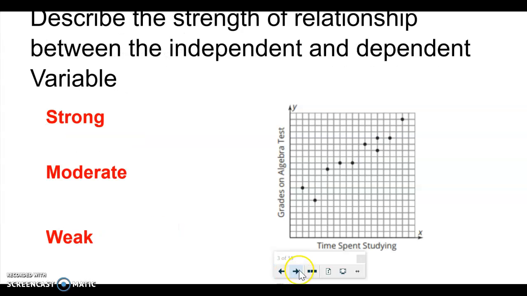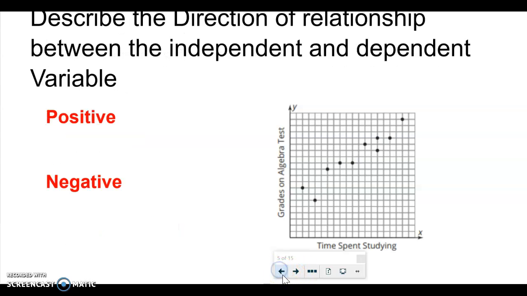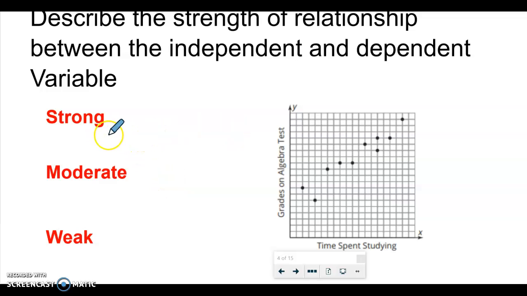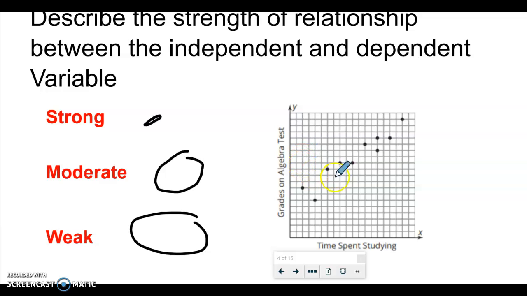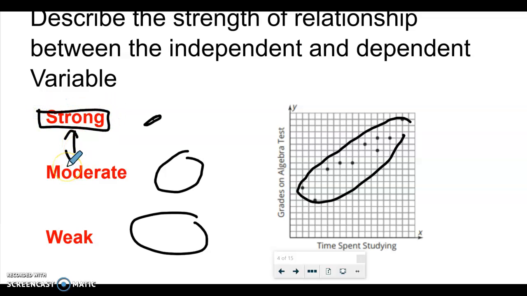After we talked about form, we talked about whether or not it has a strong, moderate, or weak relationship. Strong meaning it's all kind of clustered together. Moderate, points are kind of more spread out. And then weak, all of my points are all over the place. So if I were to circle these points, are they relatively close to each other? I would say it's between strong and moderate, and more strong than it is moderate.